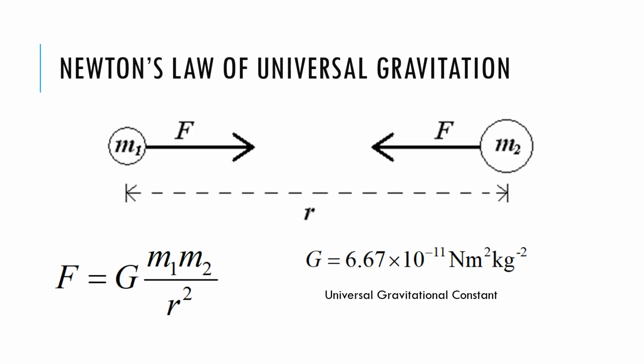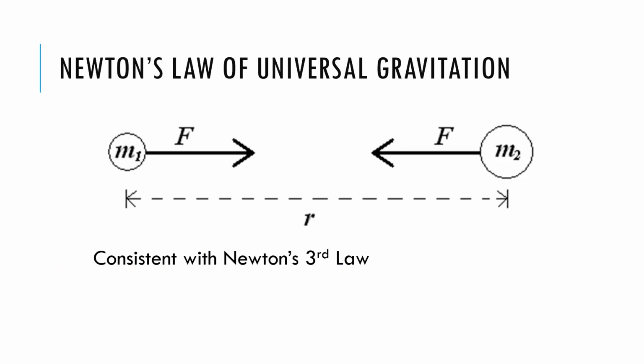You have to be careful to differentiate that from little g, which we'll get to a bit later on, which is acceleration due to gravity, and that can be different in different parts of the universe. Acceleration due to gravity on the Moon is different to acceleration due to gravity on Earth. So big G is the same everywhere in the universe. Little g, as we'll see later, can change.